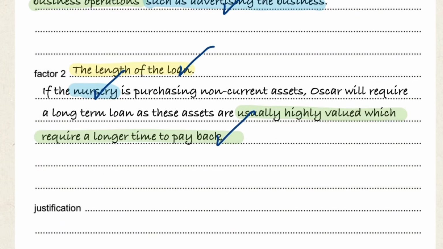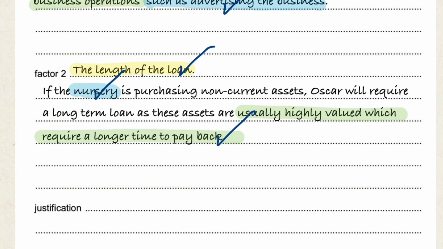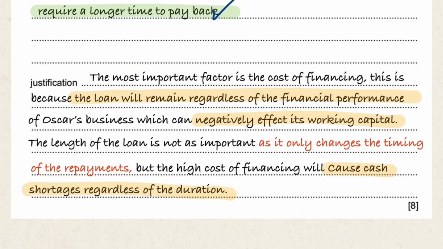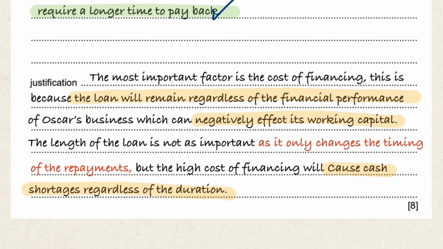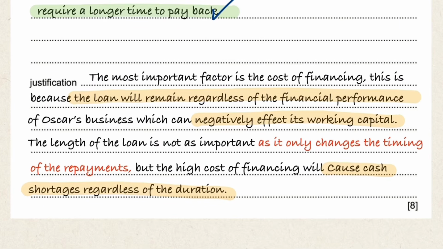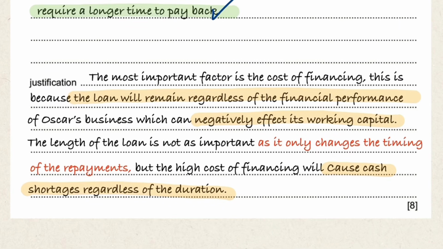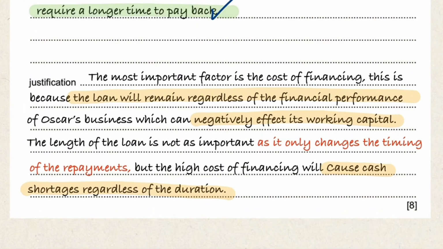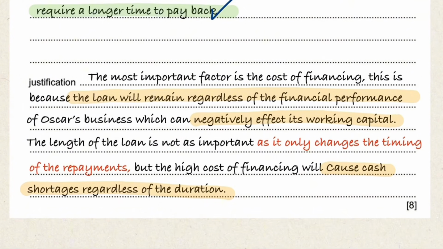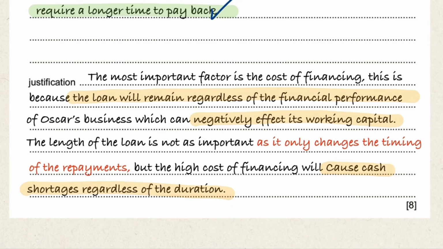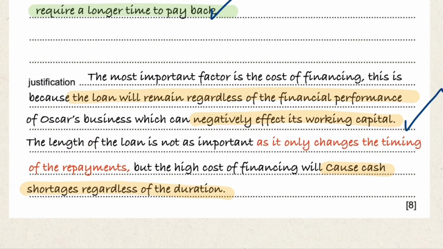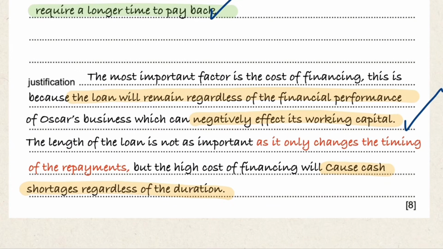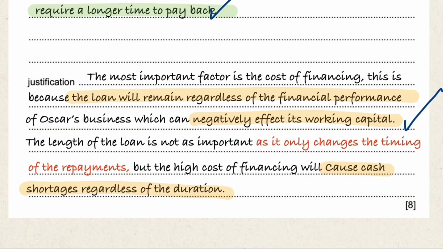Again, the knowledge is the length of the loan, the application is the nursery, and the direct impact is that it takes a longer time to pay back. And for the justification, for our first evaluation mark, the most important factor is the cost of financing, as the loan will remain regardless of the financial performance of Oscar's business, which can negatively affect his working capital.